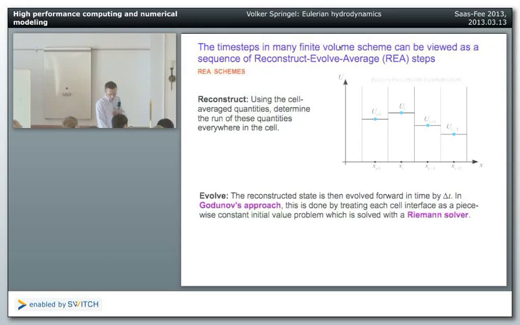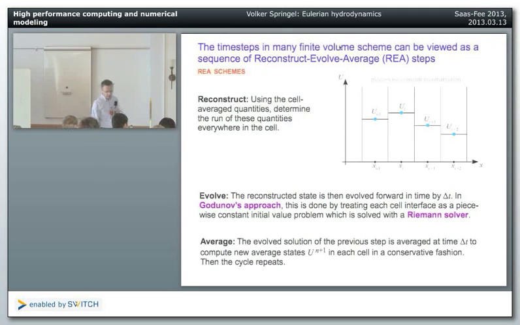Once you have the solution at the end of the step delta t, what you then do is you say, I'm averaging this again. I'm basically redoing what I've done in my finite volume discretization. I'm now saying the evolved state, which has substructure in the cells, is now thrown away again. I'm averaging over this evolved state to calculate a new average state in a cell, right? Then I start the whole cycle again. That's basically what many of the Eulerian codes do.